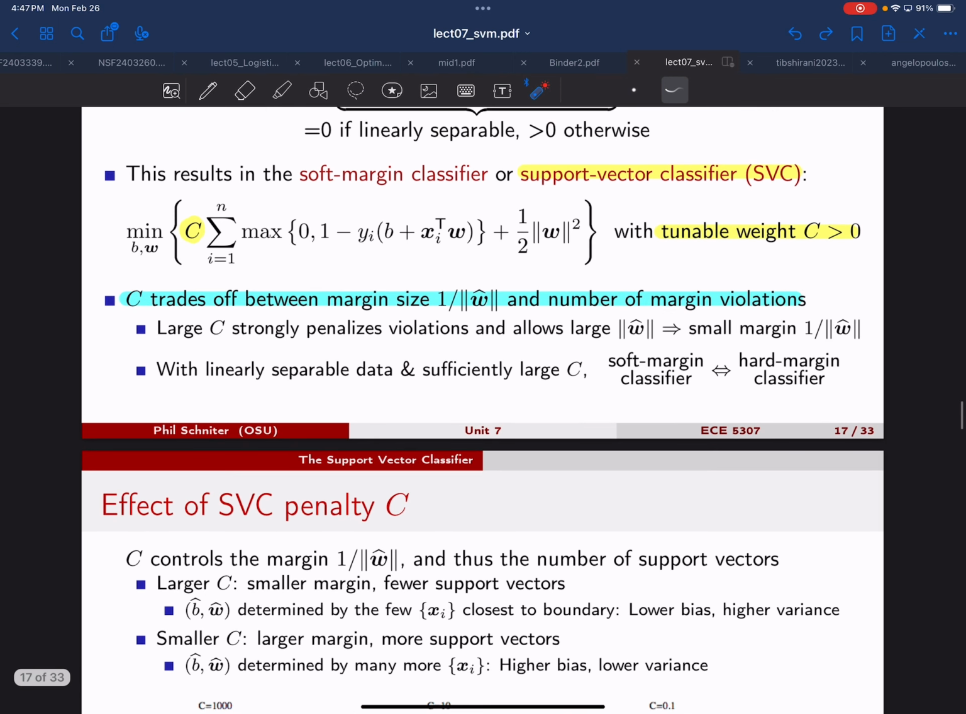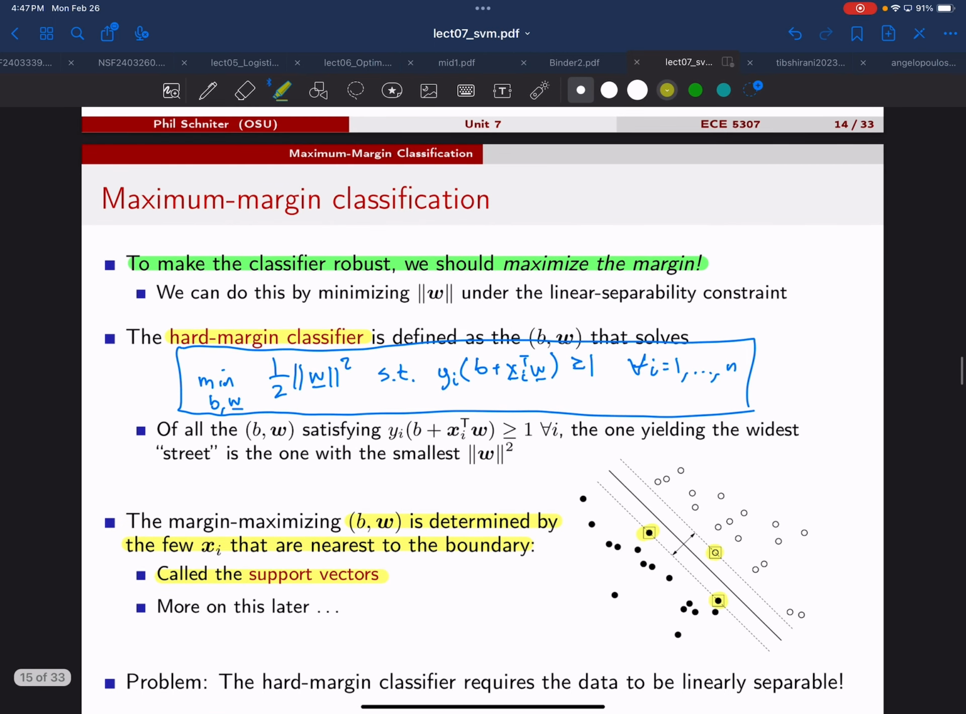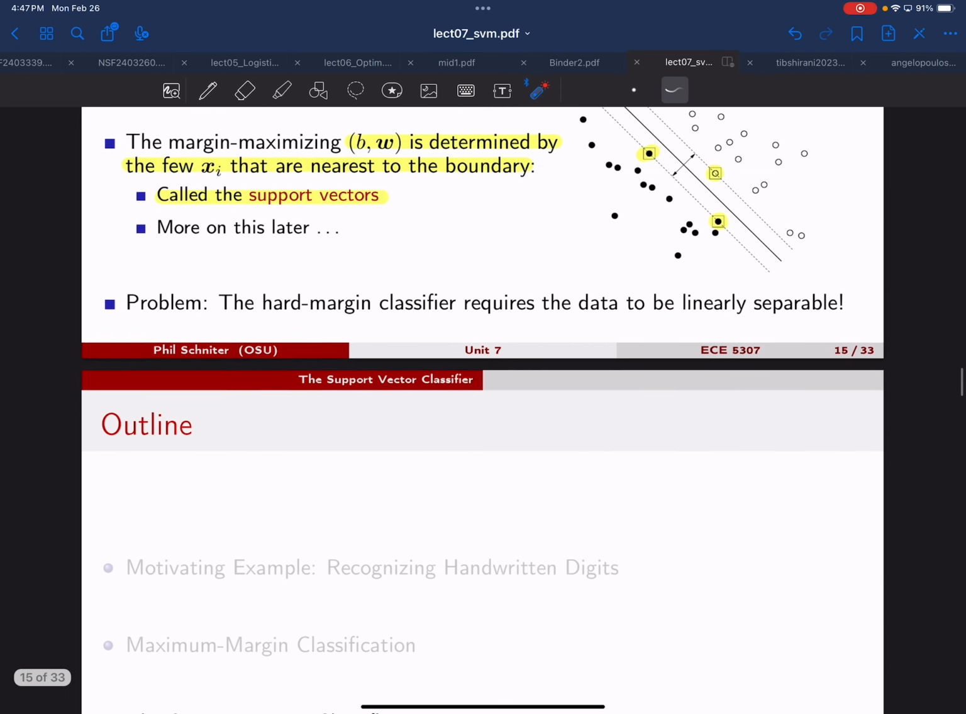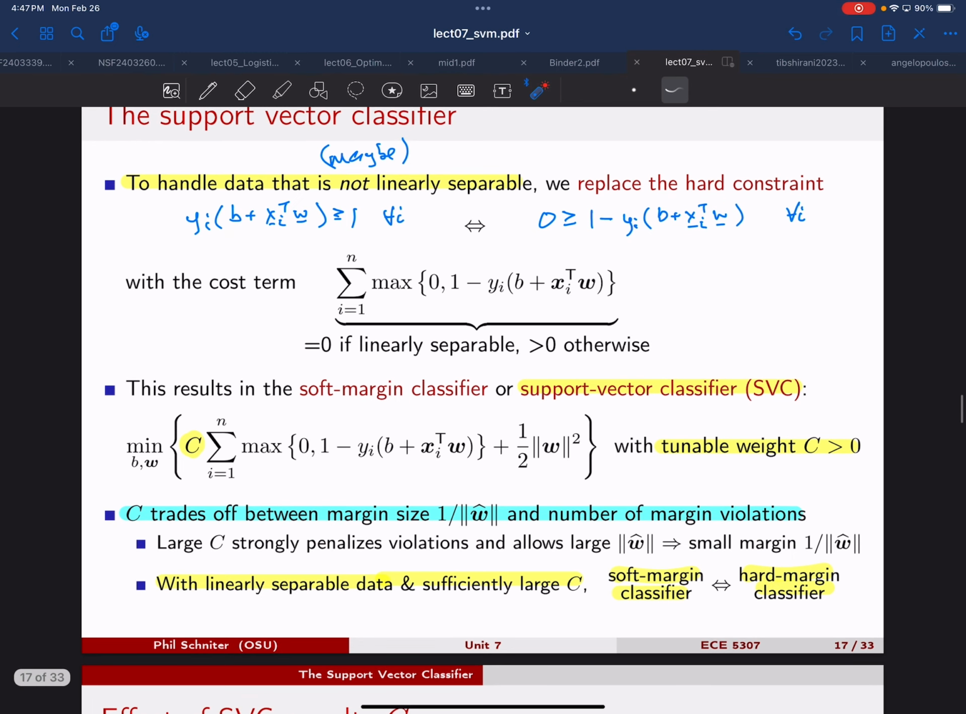And in fact, that leads us to this idea. So if you do have linearly separable data and you make C large enough, you will find that this new idea, the soft margin classifier, gives you exactly the same design as a hard margin classifier over here that we originally proposed. So we can completely cover this. This is a pure generalization that allows us to do that, but even be more flexible and handle data that is just not linearly separable.